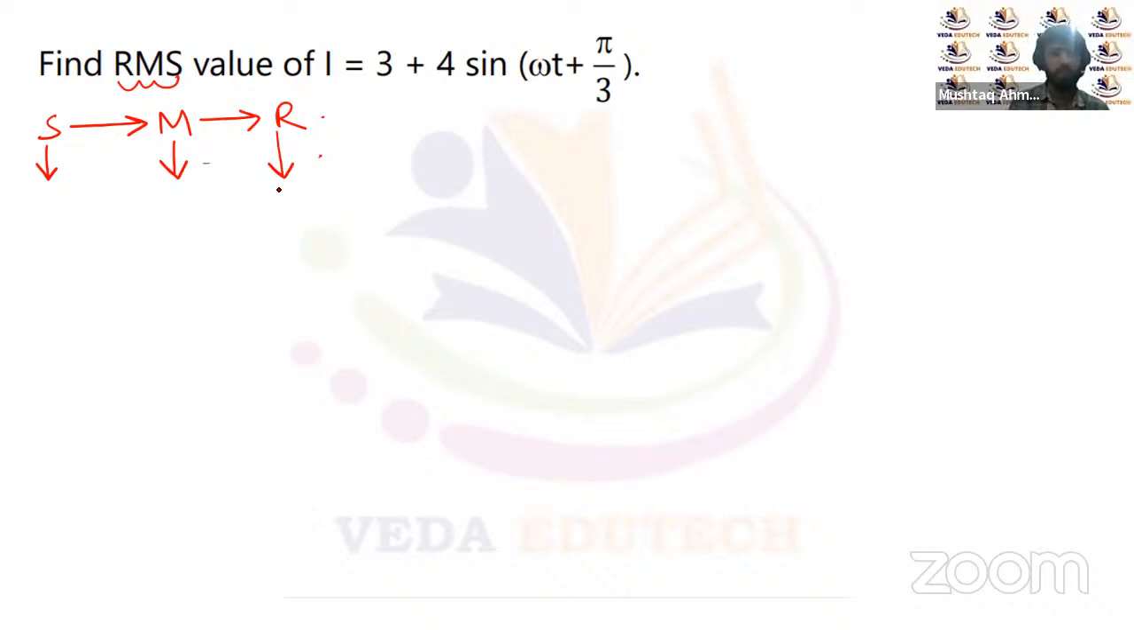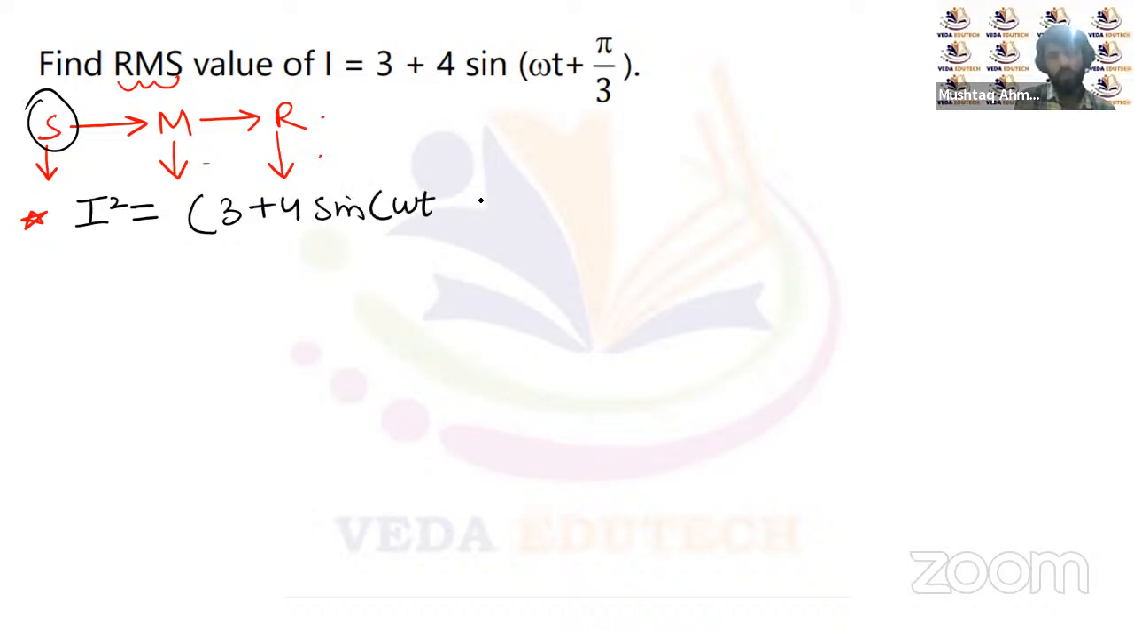Let's see one by one how we can calculate the RMS value of any function, right? Here we have to calculate the RMS value of this given current. So first of all, what we'll do here is that we will just square this current. That will be I square, squaring both sides, (3 + 4 sin(ωt + π/3))². So we will square it on both sides.